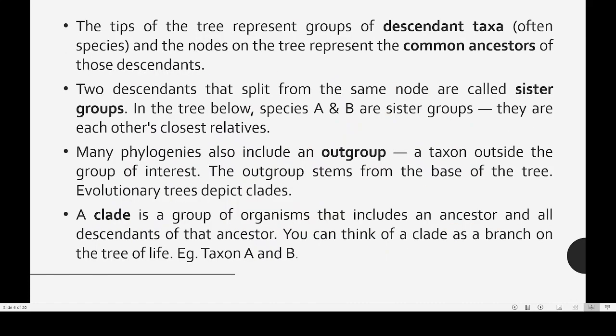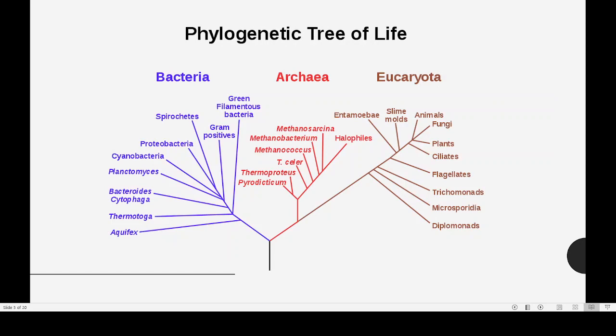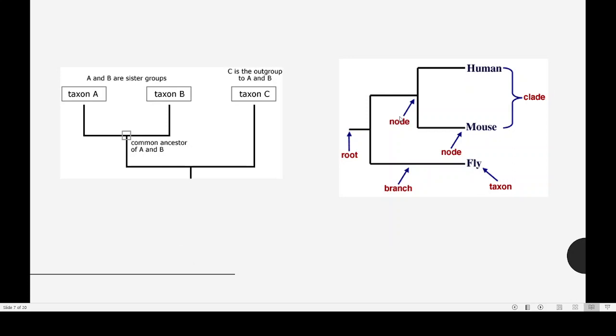Now we will see that tips of the tree represent groups of descendant taxa, and nodes on the tree represent common ancestors. We will come to that. What is that? Here you can see that we are showing a small portion of a tree. This is the entire tree. We are only taking this much of a portion, and this is an enlarged diagram of that.